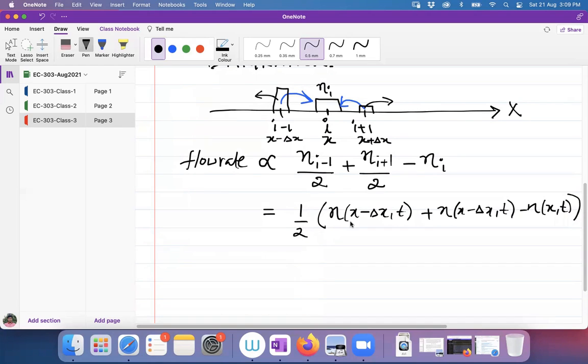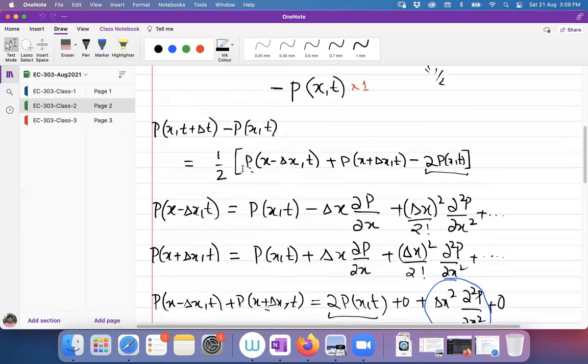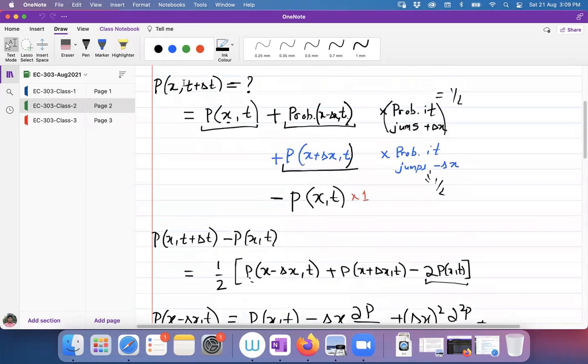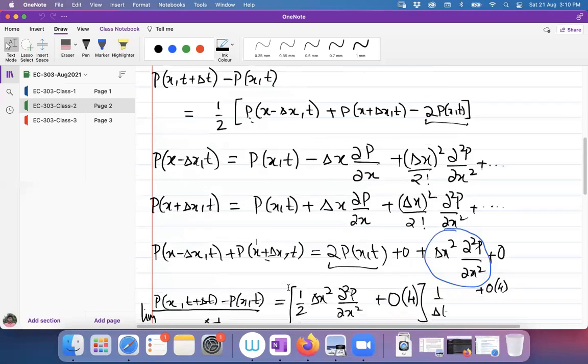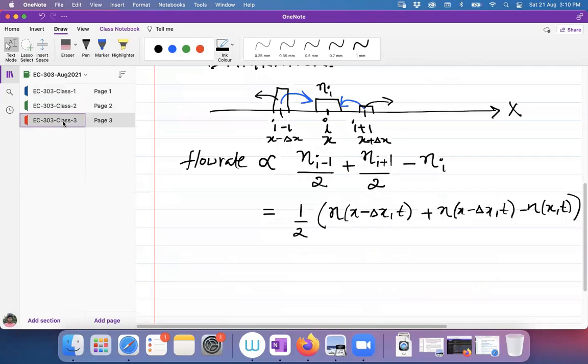And this is precisely the set of terms we had when we wrote down the diffusion equation, right? When you were deriving the probability density of how individuals are moving, because p of x minus delta x at time t, p of x plus delta x at time t, and minus 2p of x. Okay, this is for a given discrete time unit delta t. Now, if you look at the rate of change, what we found was this was nothing but a diffusion equation. So therefore, the only difference is P has now become N.